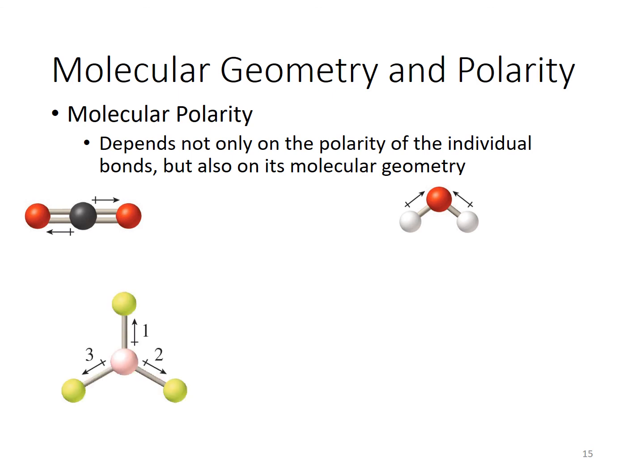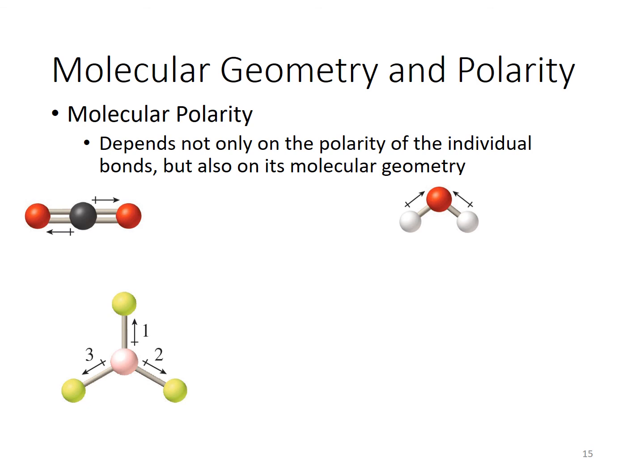Here's another example. Let's say this is BF3, so boron in the center and 3 fluorines on the outside. These are polar bonds as well. But all of them are exactly the same magnitude. 1, 2, and 3 are all the same magnitude. So they, again, will actually cancel each other out.